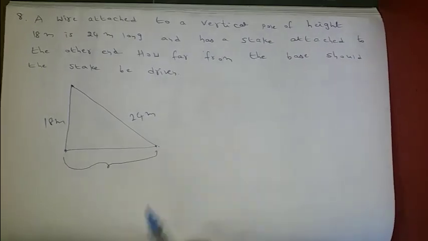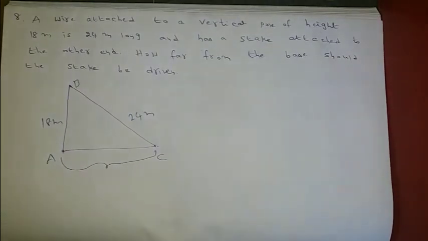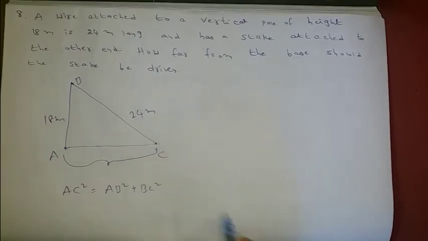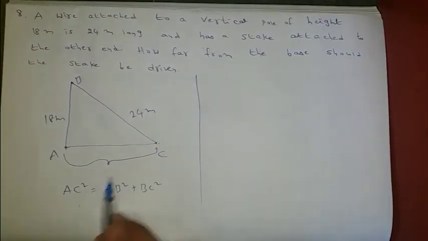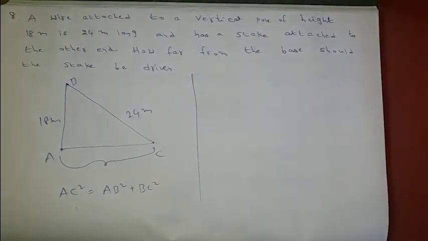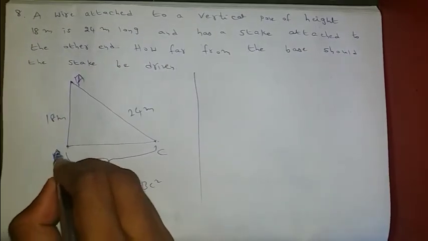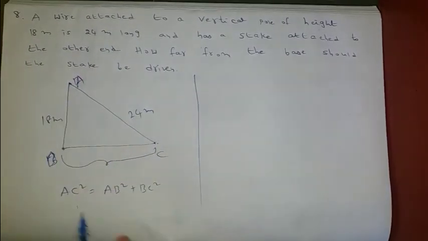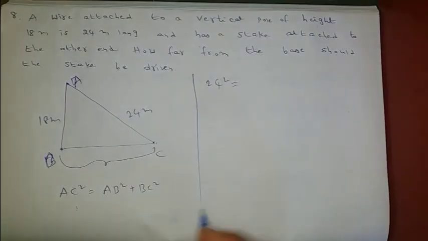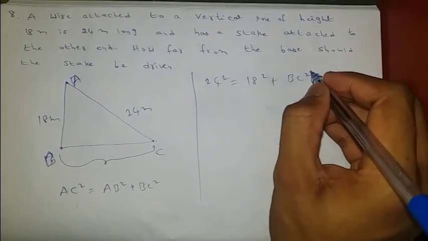This measurement is asked. If I name this triangle ABC, applying the Pythagoras theorem, AC square equals AB square plus BC square. Sorry, here I will write A, here I will write B. So now AC square equals AB square plus BC square. AC is 24, so 24 square equals AB square, that is 18 square, plus BC square, since we don't know BC.